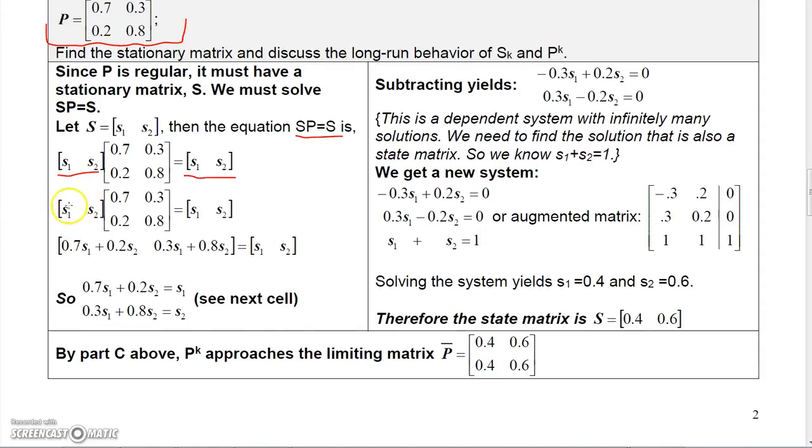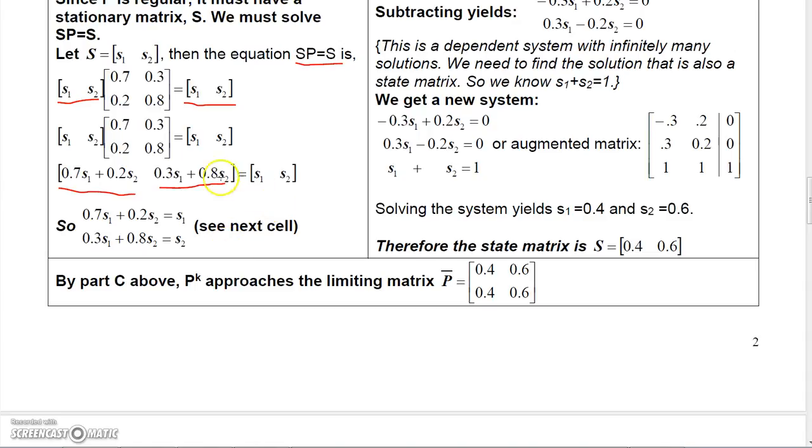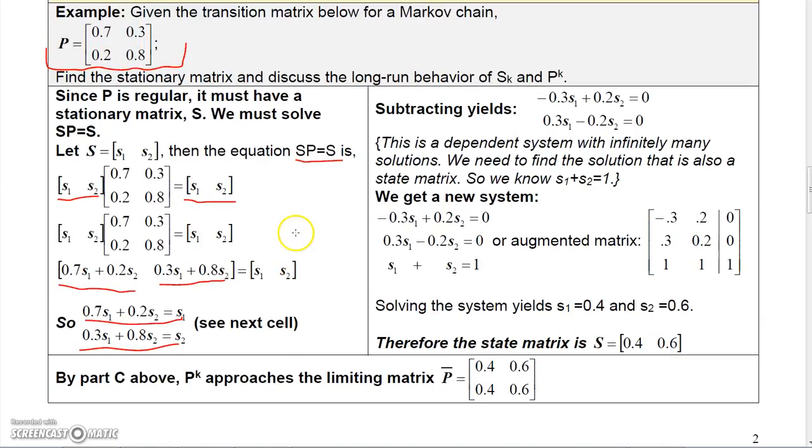Well, if you multiply this together using matrix multiplication, you get 0.7 S1 plus 0.2 S2 for the first entry, and then 0.3 S1 plus 0.8 S2 for the second entry. Then you can say this entry must equal S1, and this entry must equal S2.